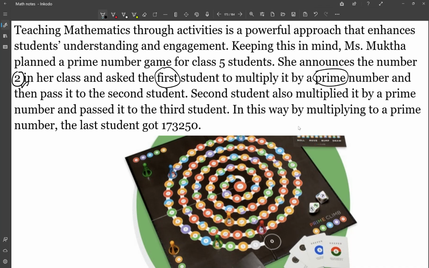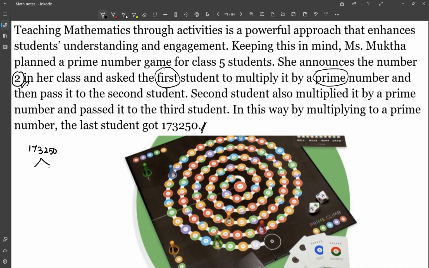The second student also multiplied by a prime number, then passed on to the third student, and this continues. In this way, by multiplying by a prime number, the last student got an answer of 173250. Now, this is a huge number. We have to prime factorize this number. So what we'll do is, 173250, we'll use the prime factor tree to solve this question.